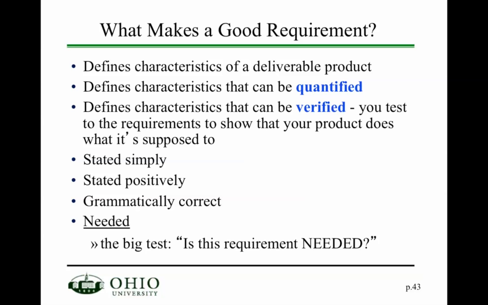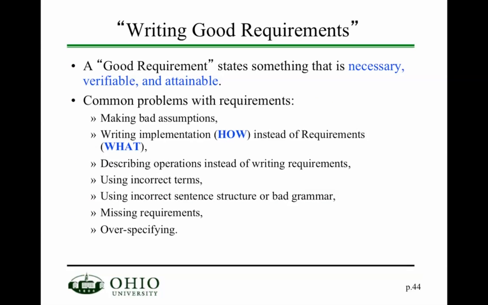For example, maybe a GUI, like a graphical user interface, that's not required. Things may be added to the system, requirements may be added that are not needed. So good requirements stays as something that's necessary, verifiable, and attainable.